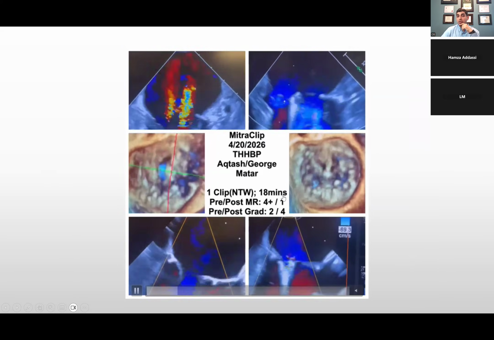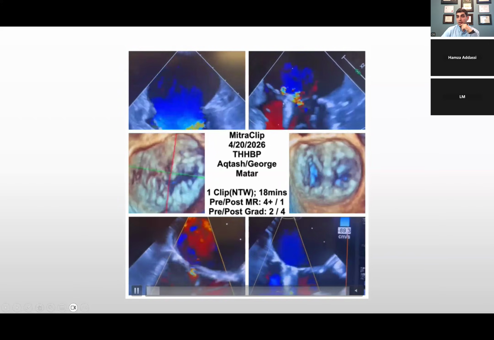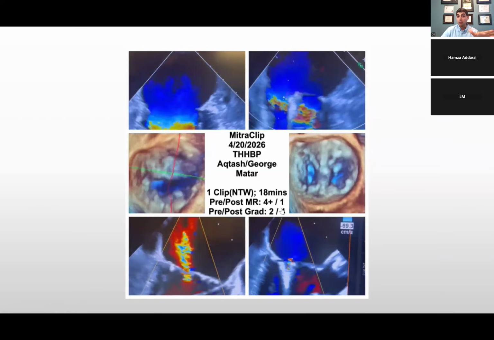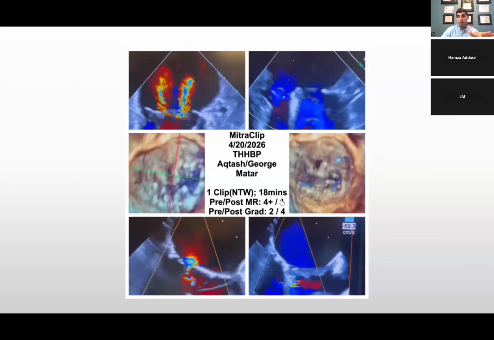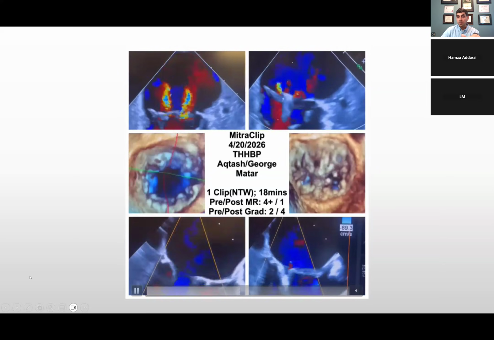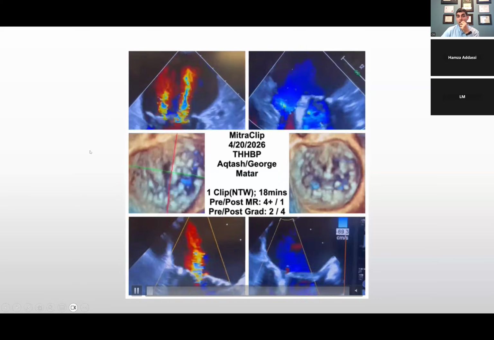So we did a mitral clip on this patient, and it took 18 minutes. So in 18 minutes, someone who you would have otherwise told to go home, there's nothing that you can do, we were able to fix this problem in 18 minutes, right? And the patient feels like $1 million. So how do we do this?